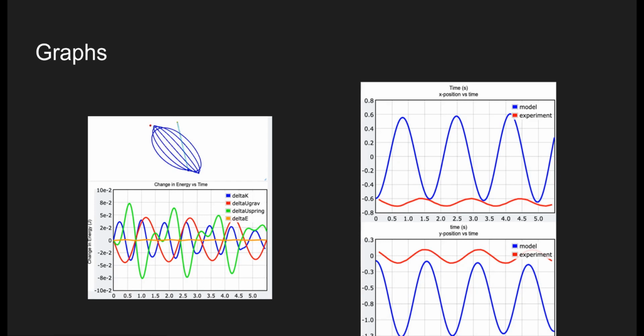And on the left, we see the energy change versus time graph, where the blue line is the change in kinetic energy, the red line is the potential gravity energy, and the green line is the potential spring energy. We can see the orange line is equal to 0, which is important for verifying we have satisfied the energy principle.